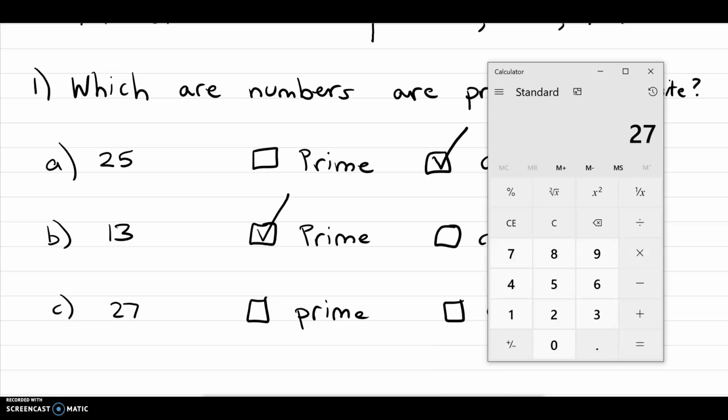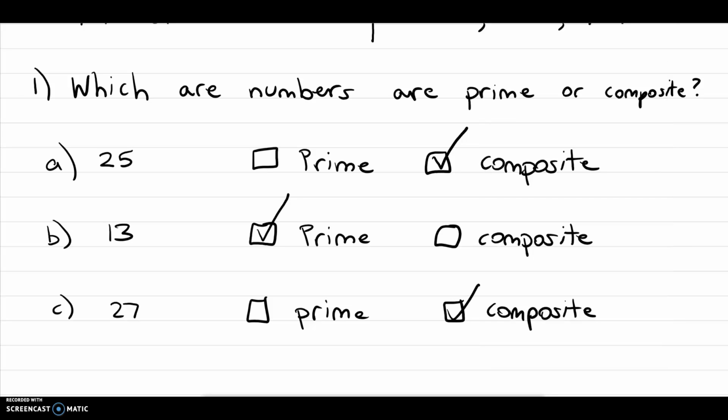For 27, I know 27 divided by 2 won't work. That'll give me a decimal. It's an odd number. But what about 27 divided by 3? Oh, that's 3 times 9. So this one would be composite, because I could do 1 times 27 or 3 times 9. So you're going to look at some numbers and try to figure out if they're prime or composite.